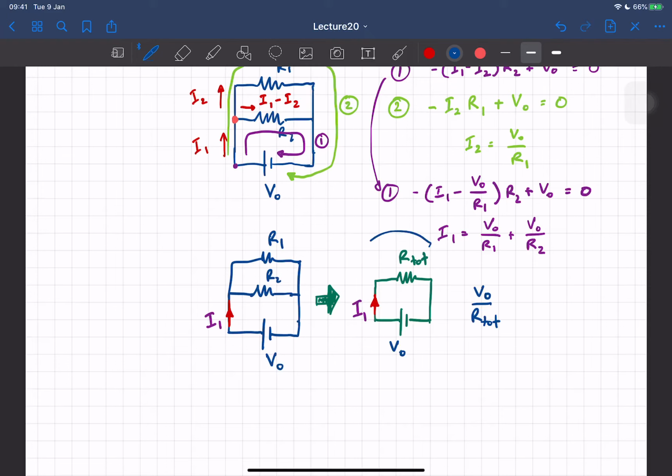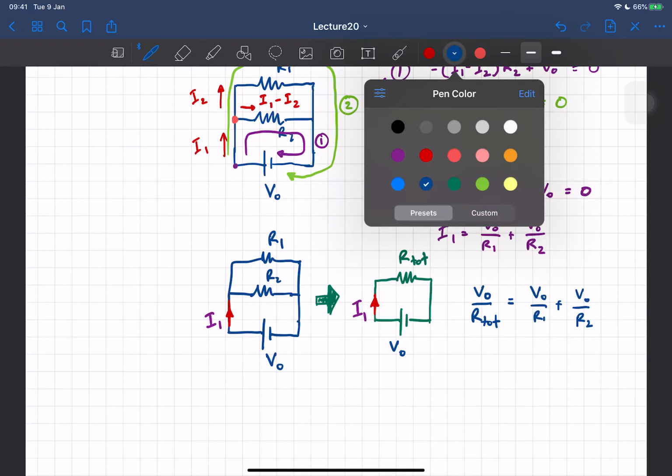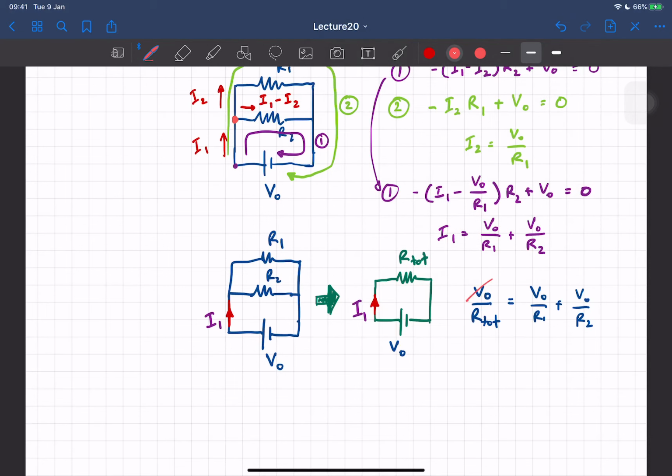Right, so by definition that's I1 in this circuit equal to I1 in the other circuit, which is V0 divided by R1 plus V0 divided by R2. And you can see that the battery voltage cancels out, which is good because if you want to find the total equivalent resistance, it shouldn't depend on what battery you use. Okay, so this is how you get this formula for adding parallel resistors: 1 over R total equals 1 over R1 plus 1 over R2, like this.